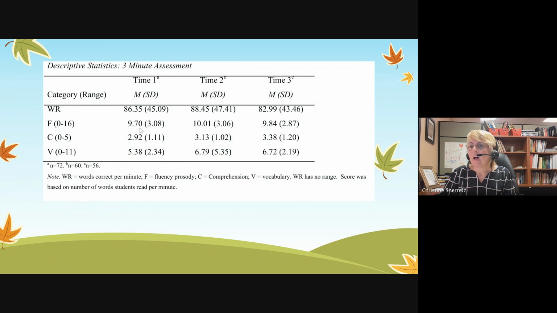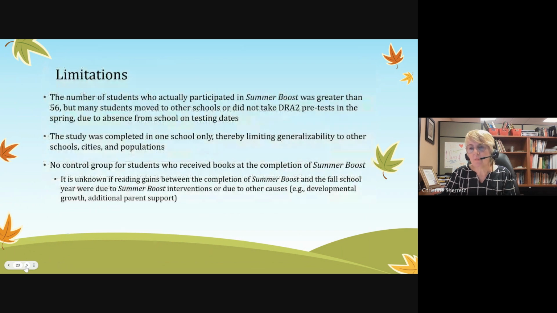Fluency was 9.7. It went up to a 10 after summer boost. And then when they came back to school, it was a 9.18. So it went up compared to where they were at the end of the school year. Comprehension went up from a 2.92 to a 3.38. Vocabulary also went up from the beginning of the school year, which was good. So we were able to show that that worked.